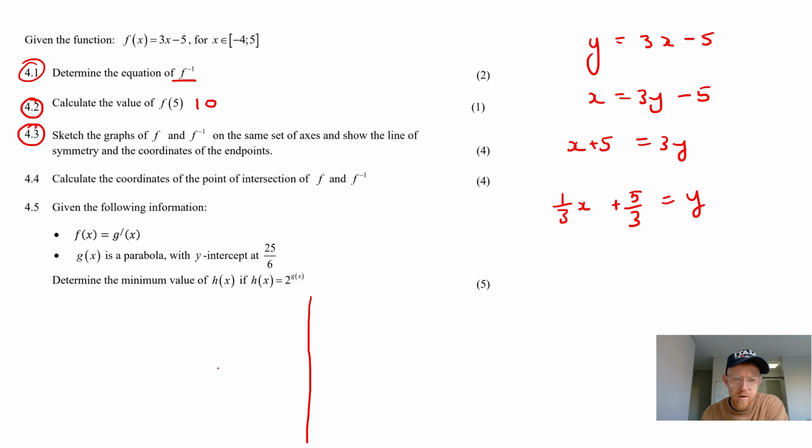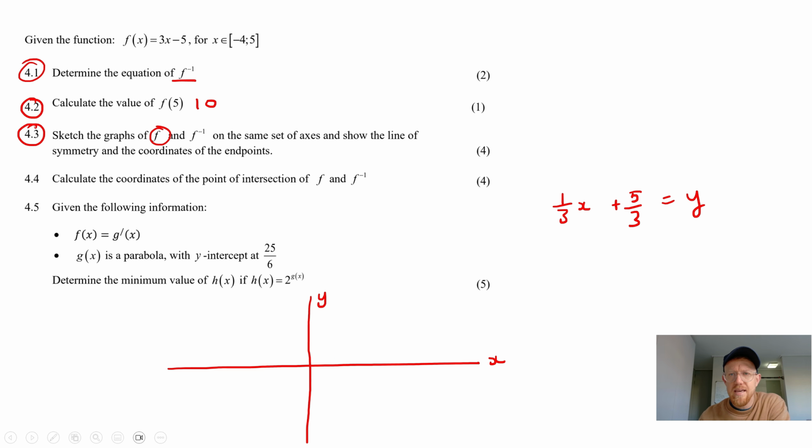Let's go draw our graph. And then let's just go plot the graph of f, because that's pretty straightforward. So to plot a straight line, you just need the x-intercept and the y-intercept. And so for the x-intercept, you make y 0. And so you'd get 0 equals 3x minus 5. And so x would be eventually 5 over 3.